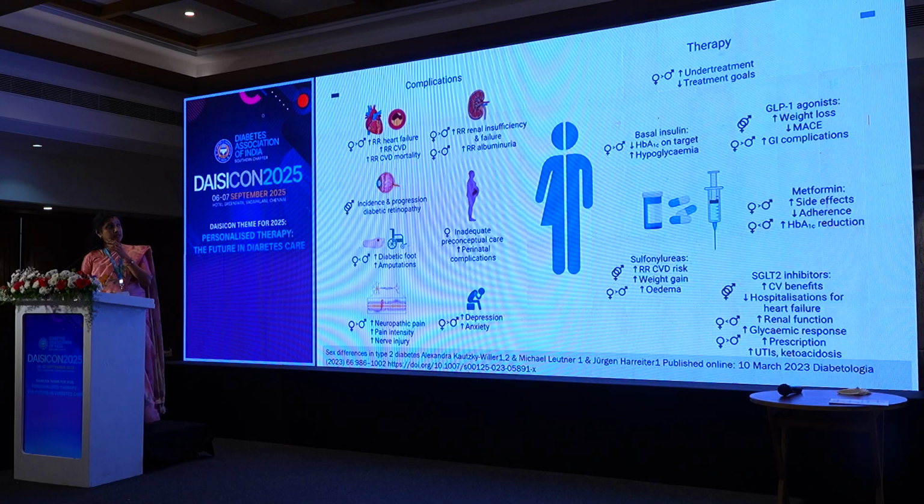Moving on to the treatment, again, there is more under-treatment, and in most of the trials, I think women are not represented much. With basal insulin, in males there is a decrease in HbA1c on target, whereas in females, GLP-1 agonists do work well, but the complications again are more in females. Sulfonylureas are the same in males and females. With SGLT2 inhibitors, again, the UTI risk is supposed to be increased more in females. I think with this, I'll end my talk.